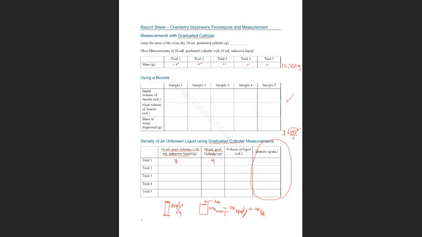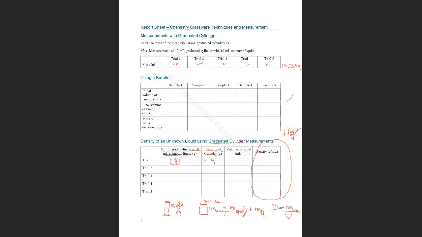How do you know when you are going to calculate the density? It is the mass of the liquid. You don't care how much is the empty. It is the mass divided by the volume, right? What is the mass? It will be this mass minus this mass. Is it clear?